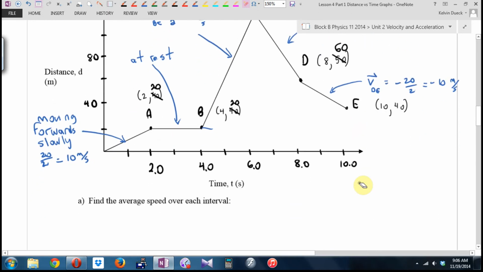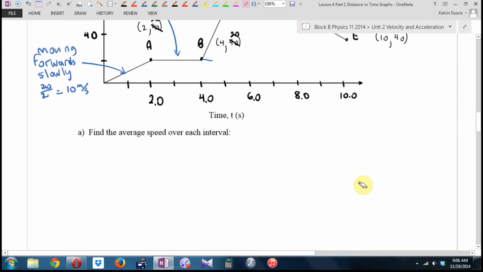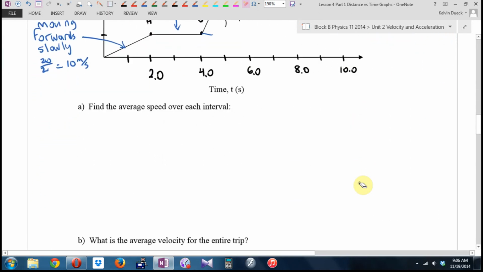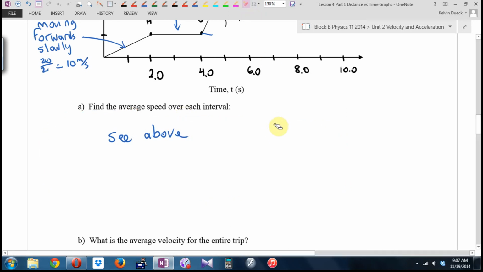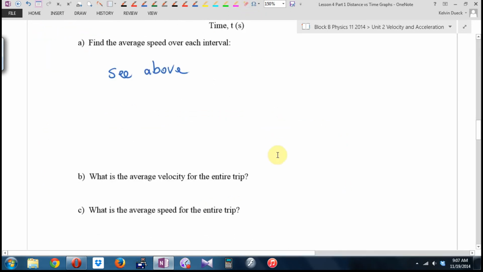Let's answer some of the questions. Find the average speed over each interval. Oh, we did. I thought I left room for that somewhere. See above. I think in the homework I give you a graph and I say find the average speed. You can do the work right here instead of doing it on the graph like I just did, but that let me keep it all on the same screen. B.